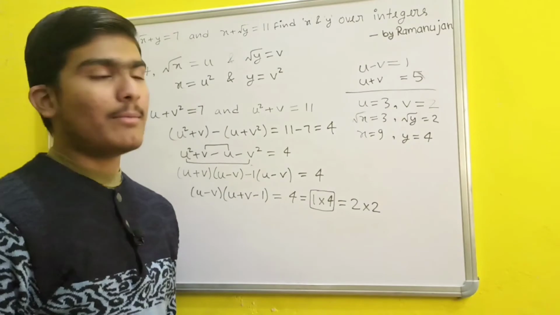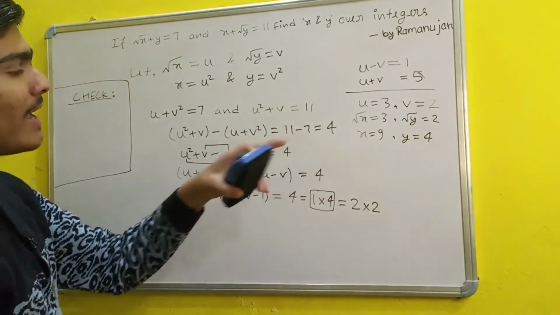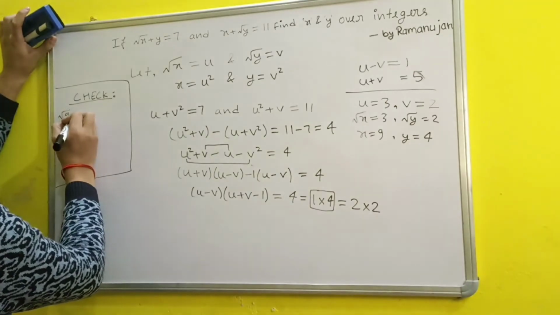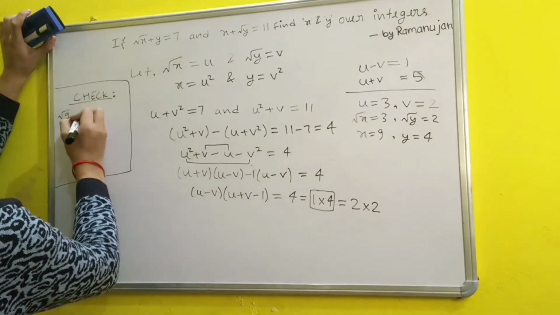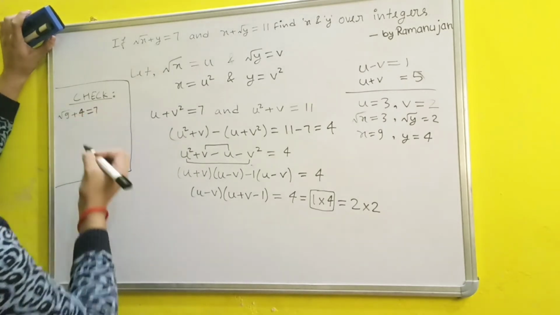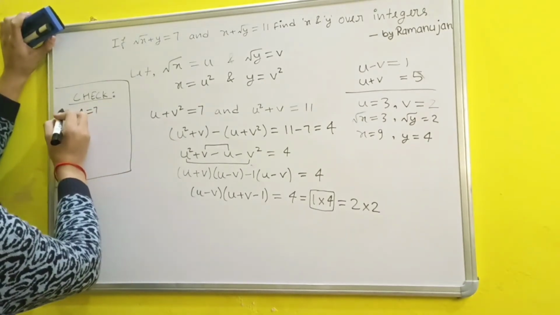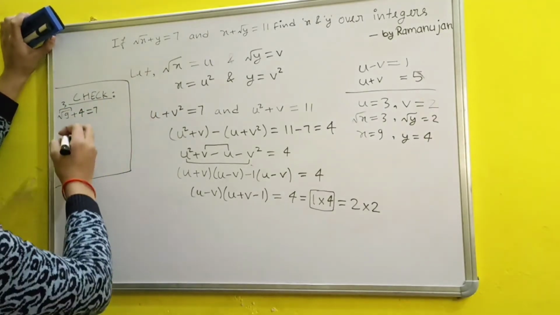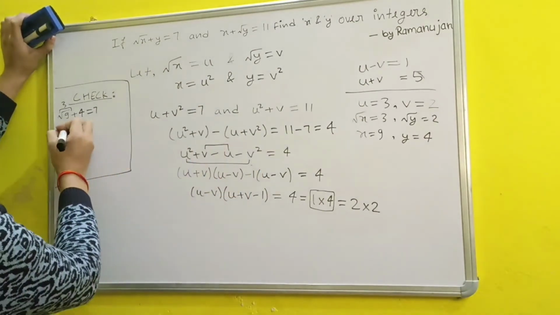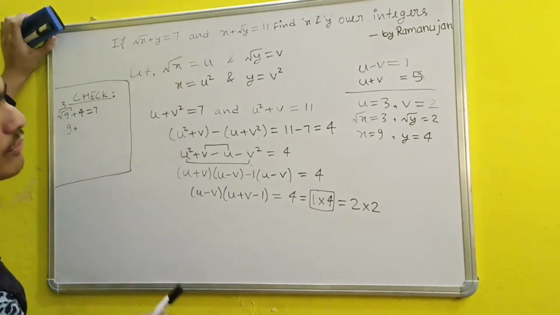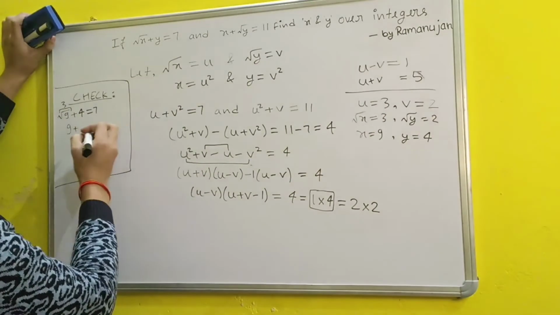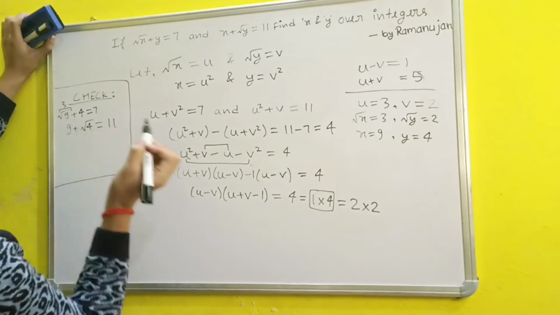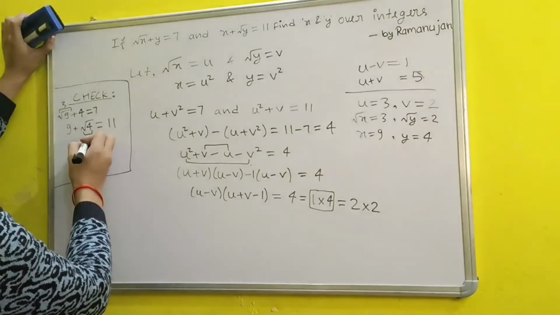This is checking time. So I have to put the value of x as 9 here. So square root 9 plus 4 equals 7. This is right because square root 9 is 3 and 3 plus 4 is 7. In the second one, the value of x is 9 and square root of y is square root of 4. So it is obviously 11 because it is 2 here.